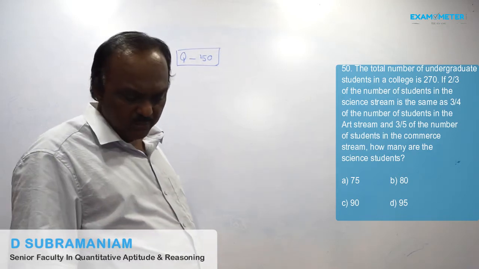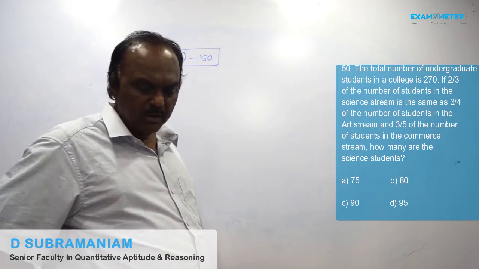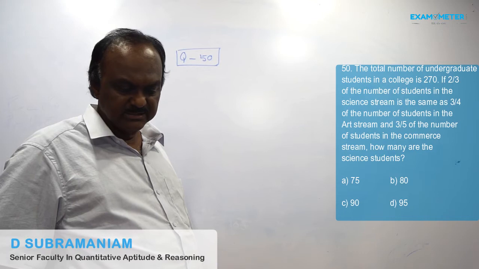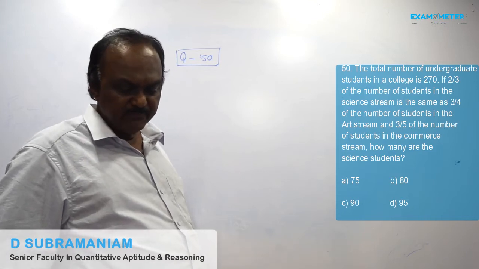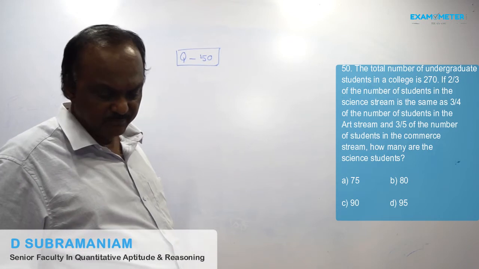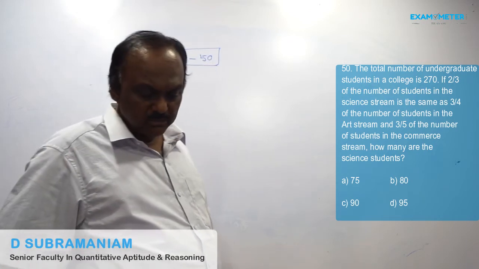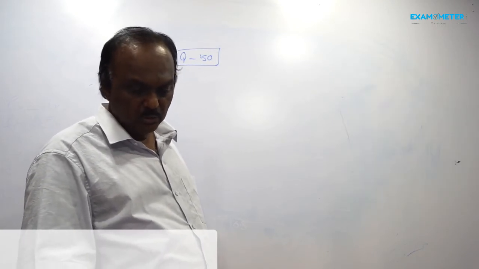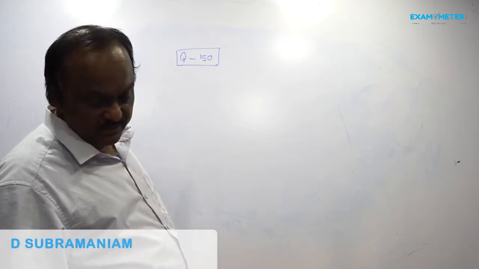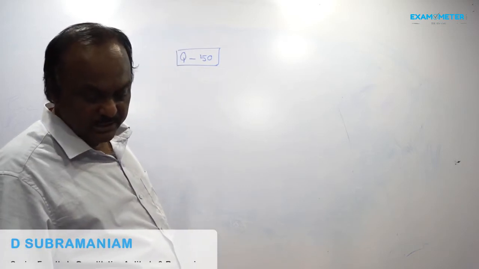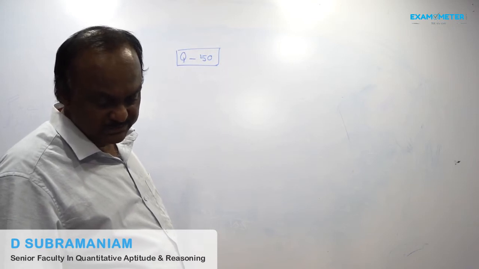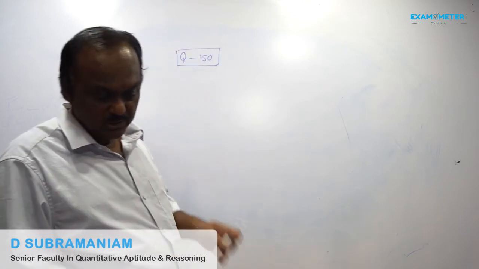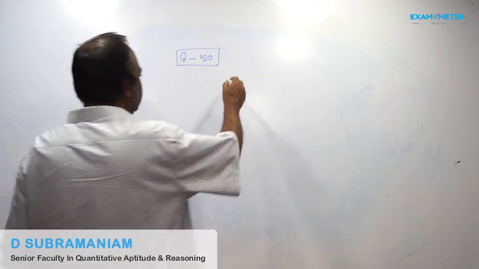The total number of undergraduate students in a college is 270. If 2/3 of the number of students in the science stream is the same as 3/4 of the number of students in the arts stream and 3/5 in the commerce, how many are the science students? So write down: the total number of undergraduate students in a college is 270.